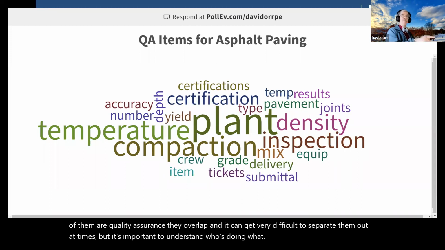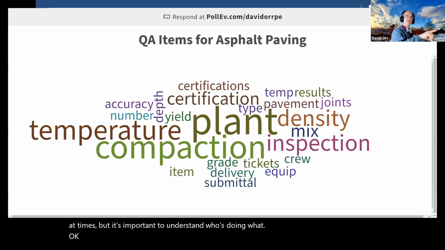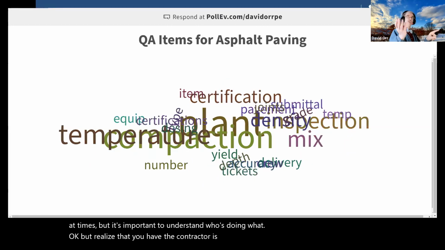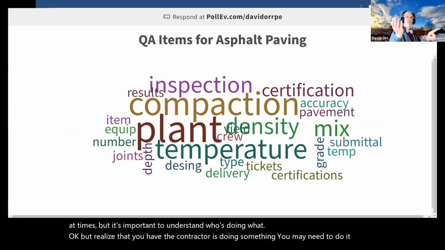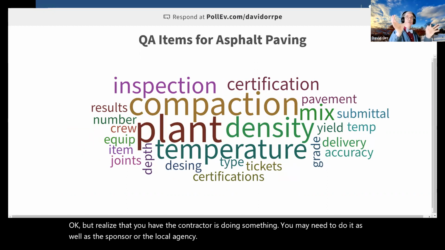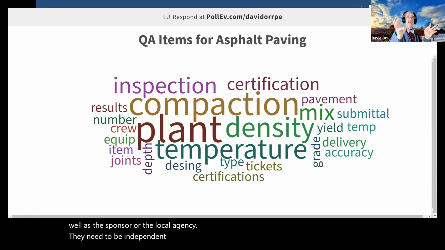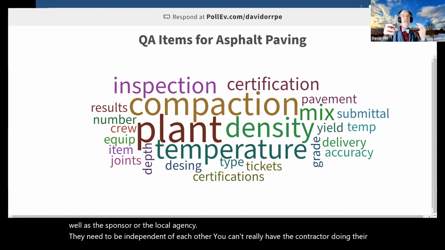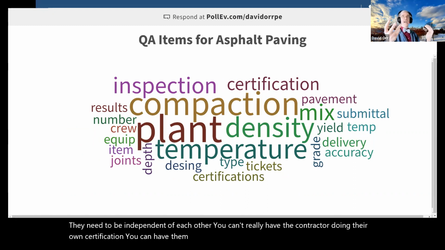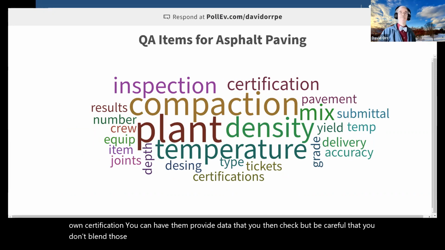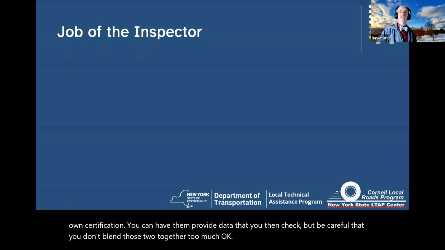But realize that if the contractor is doing something, you may need to do it as well as the sponsor or the local agency. They need to be independent of each other. You can't really have the contractor doing their own certification. You can have them provide data that you then check, but be careful that you don't blend those two together too much.